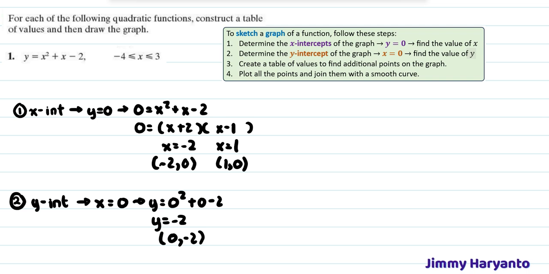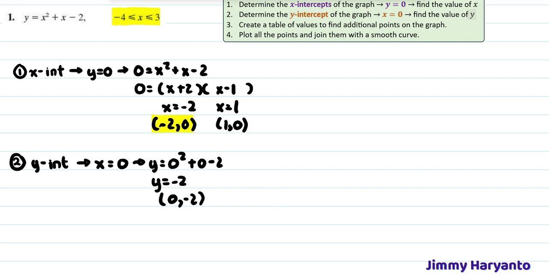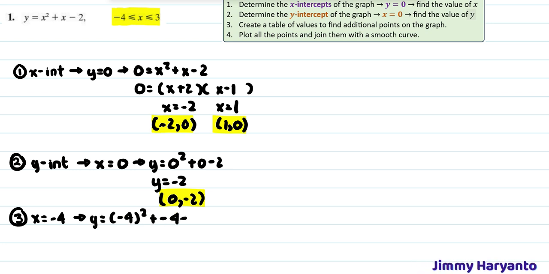And also the question says construct a table of values, because the x is restricted, but I think the 3 points are enough. We only need the points where x equals negative 4 and x equals 3 to complete the curve. So when x equals negative 4, let's calculate this. So y equals negative 4 squared plus negative 4 and then minus 2. So y equals 16 minus 4 minus 2, y equals 10.